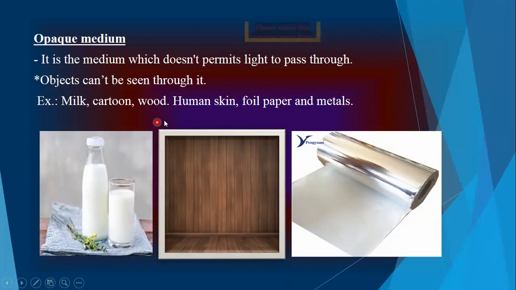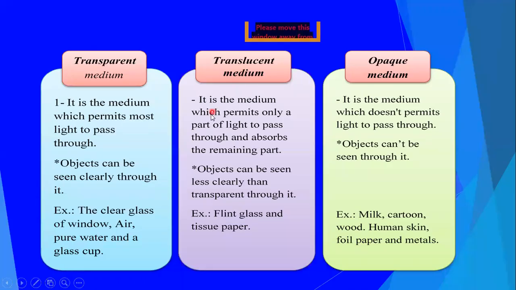نرجع للتيبل بتاعنا. ادي تيبل بسيط جدا. Transparent, translucent, opaque. نفس الكلام اللي قدام. Permit most of the light. هنا permit only part we absorb the other. هنا which doesn't permit. هنا object can be seen clearly. هنا less clearly object can be seen. Example, clear glass, air and pure water. Flint glass and tissue paper. Milk, cartoon, human skin, foil paper.